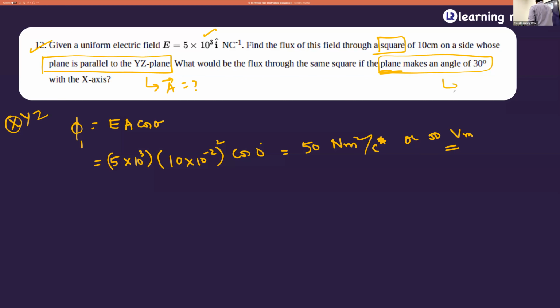Okay. So if this is the case, then the area vector angle will be the complementary of this angle. So if you have missed it, please make a note of this. Next time onwards, be careful. So it will be the complementary.